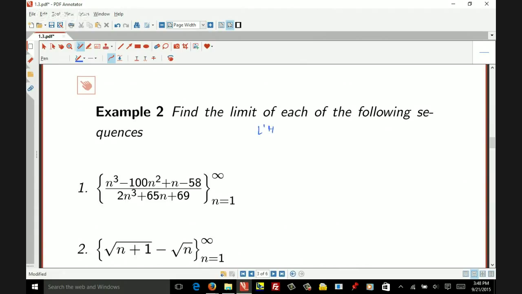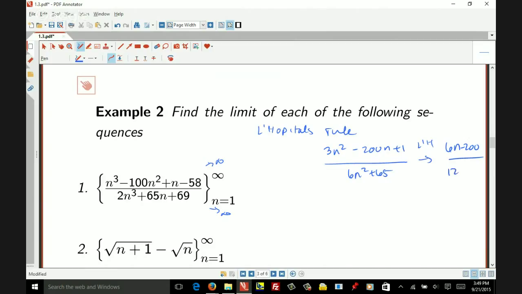If we do L'Hopital's rule, notice this goes to infinity, this goes to infinity. So by L'Hopital's rule, you're going to have 3n squared minus 200n plus 1 over 6n squared plus 65. Do L'Hopital's again. You get 6n minus 200 over 12n. And do L'Hopital's again because they both go to infinity.